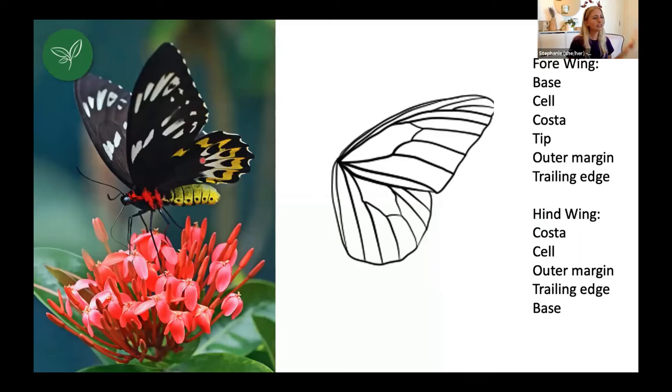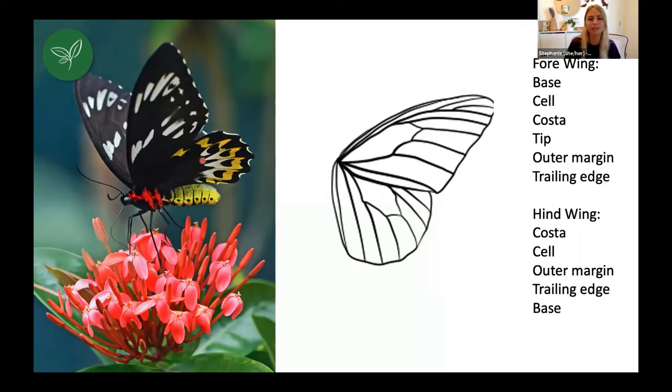Now, in your field guides, it can get kind of confusing because sometimes they'll say things like the hindwing has small red dots and blue patches on the trailing edge. And you'll be like, I have no idea what that is. What's a hindwing? What's a trailing edge?